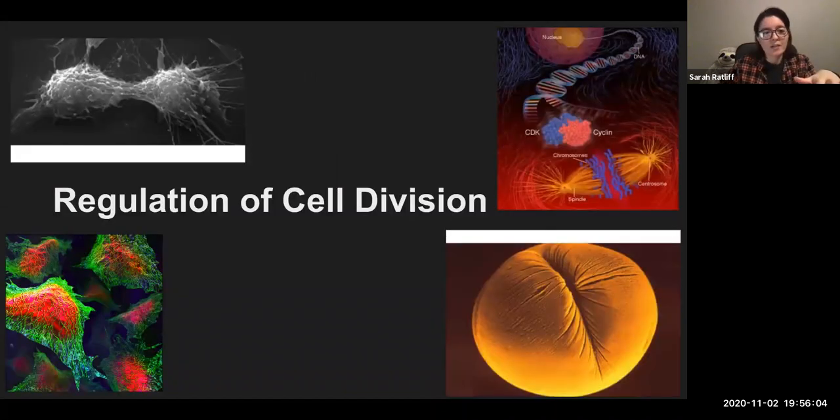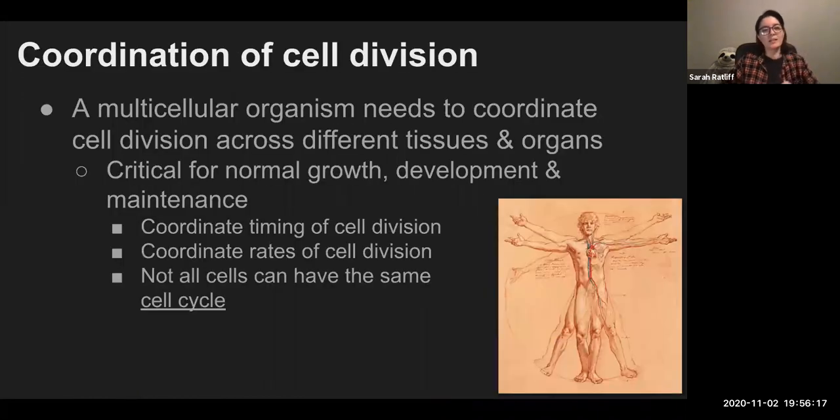All right, so we learned how all of our non-sex cells undergo this mitosis or cell division. So how is it regulated? Because if we didn't regulate it, we would just be multiplying cells all the time, willy-nilly. That would be exhausting. That would take so much energy, so much time. So a multicellular organism needs to coordinate these cell divisions.